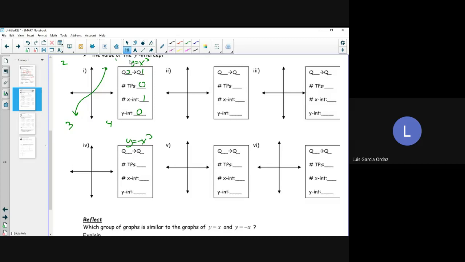And next we have y is equal to negative x cubed. So we did this yesterday. The graph looks like this. So what quadrant did it start at and what quadrant does it finish at? 2 to 4. Number of turning points, 0. Number of x-intercepts. And what is my y-intercept? 0.